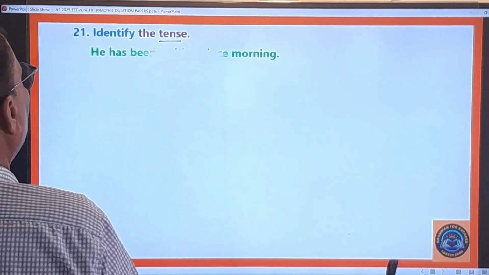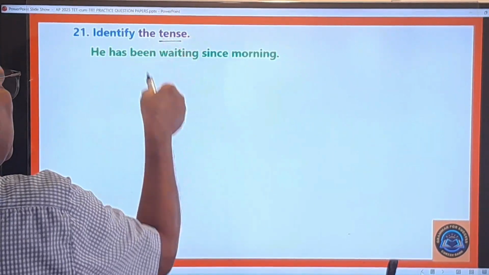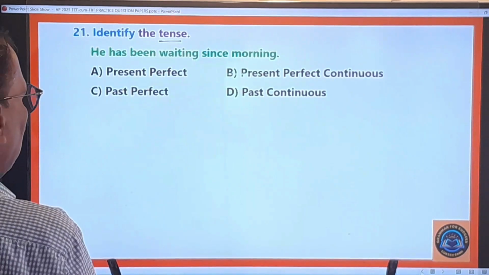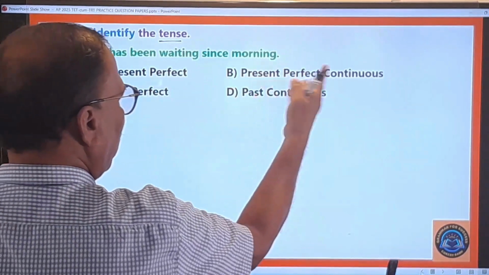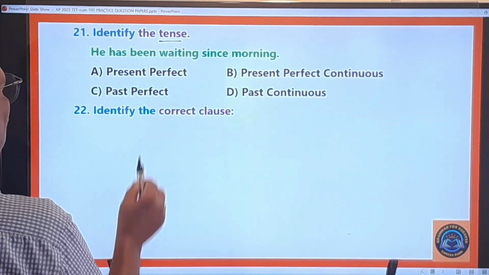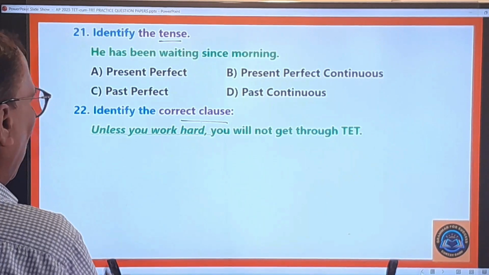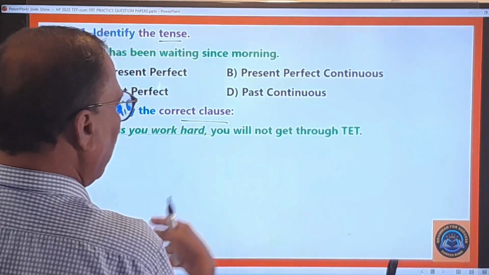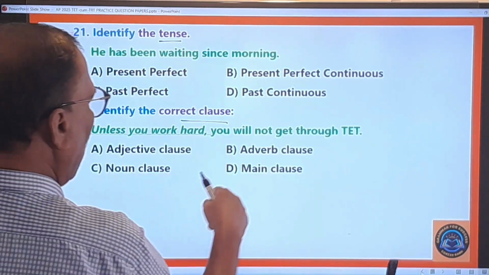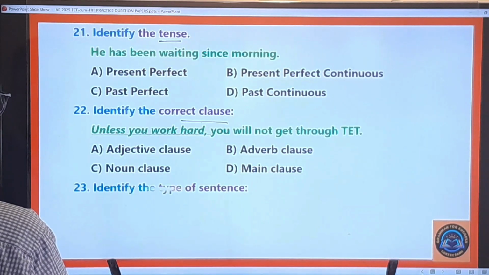Okay, and here some sentence has been given. You have to identify the tense that is used in that sentence. He has been waiting since morning. So what tense is there in that sentence? Present perfect continuous, past perfect, past continuous. You go to the 22nd question. Identify the correct clause. Okay, and what sentence is given here? Unless you work hard, you will not get through TET. Okay, and what options are given here? Adjective clause, adverb clause, noun clause, main clause. Okay, you move on to the 23rd question.